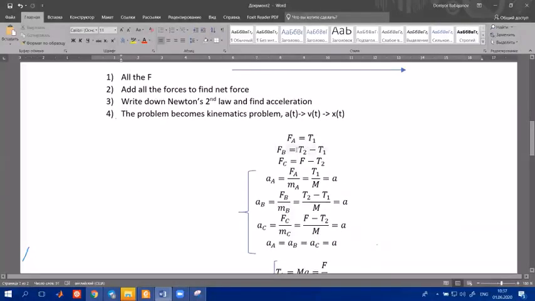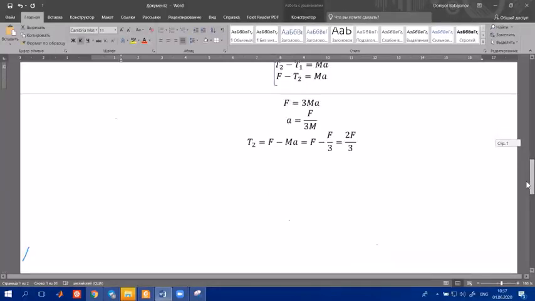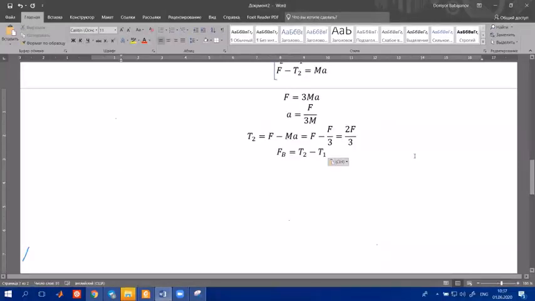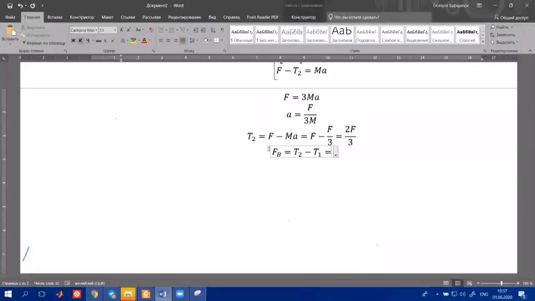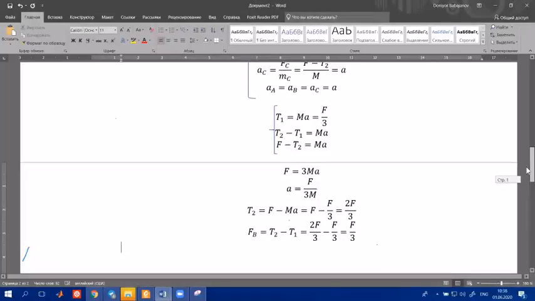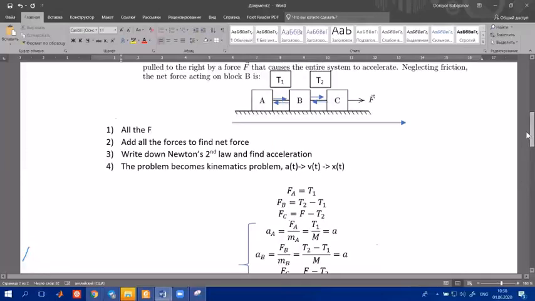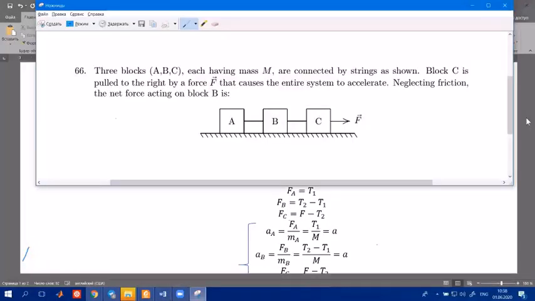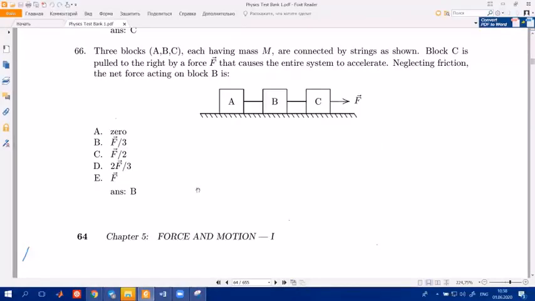And FB is tension 2 minus tension 1. Let's find FB. Two F over 3 minus F over 3. Then we get F over 3. So net force acting on the body B is F over 3. Let's see the answer. Yes, the answer B is F over 3.